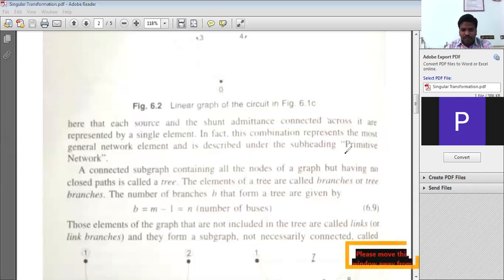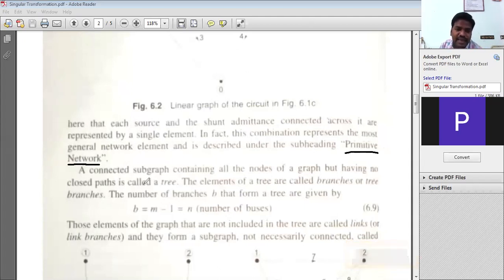Primitive network. Already we have seen this primitive network in the last class. The set of unconnected elements in a particular network is called a primitive network. So you can form the equations of that primitive network by considering an impedance or admittance of that primitive network element.